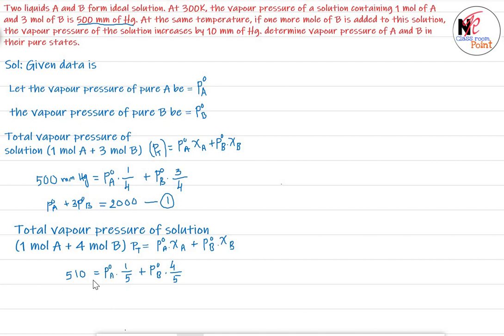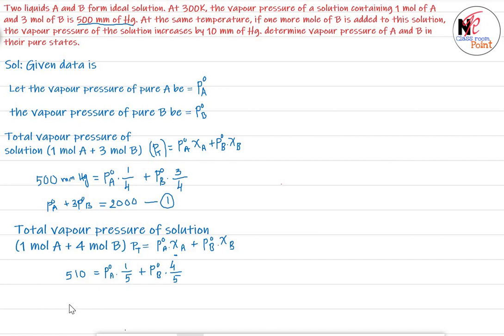Now the total pressure of the second solution is 510 millimeters of Hg, because earlier only 500 millimeters of Hg was there, but after adding 1 more mole of B, they clearly mentioned the total pressure increased by 10 millimeters of Hg, so 500 plus 10, it becomes 510 millimeters of mercury. The partial pressure is P naught A times the mole fraction of A, which is number of moles of A by total number of moles. Similarly, P naught B times number of moles of B divided by total number of moles 5. So now let's send this 5 to this side.